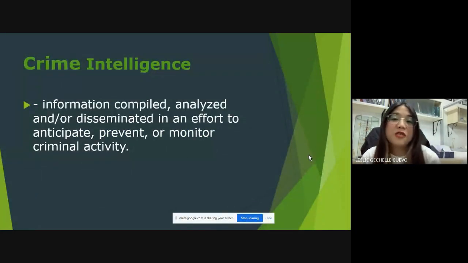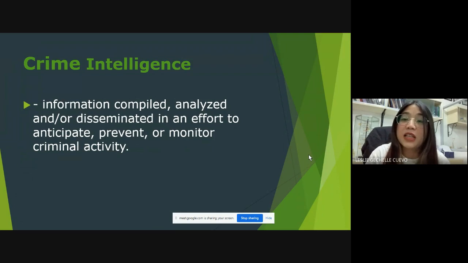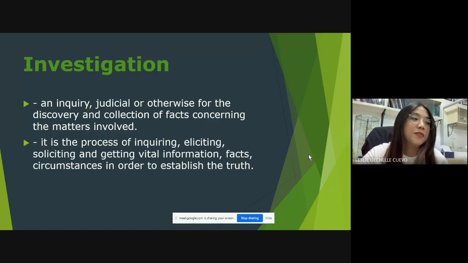Okay, crime intelligence: information compiled, analyzed, and or disseminated in an effort to anticipate, prevent, or monitor criminal activity. Investigation is an inquiry, judicial or otherwise, for the discovery and collection of facts concerning the matters involved. Ito na, pag-iimbestiga, gathering of evidence. Ito is the process of inquiring, pagtatanong, pagkakandak ng interview, interrogation, eliciting, soliciting, and getting vital information, not only with people, but with the pieces of evidence you have gathered from the crime scene. Facts, circumstances, in order to establish the truth.